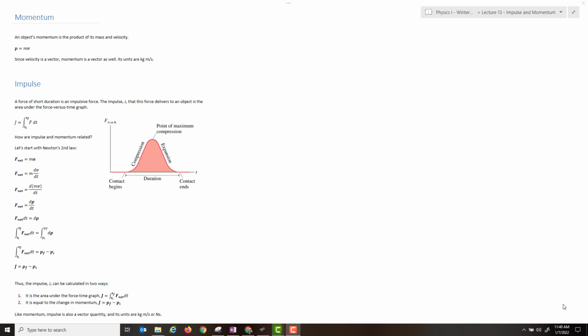And the direction of momentum is the same direction as the velocity of the object. So if the object is moving north, then the momentum is also north.